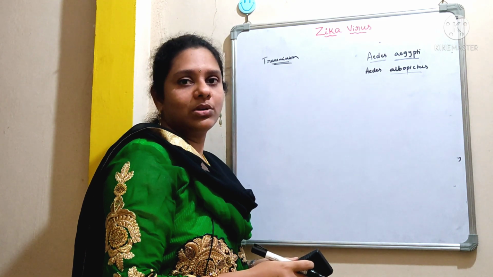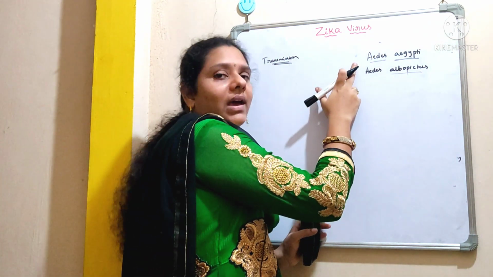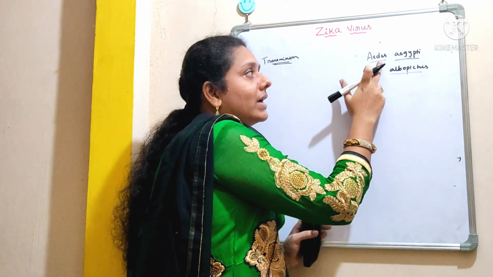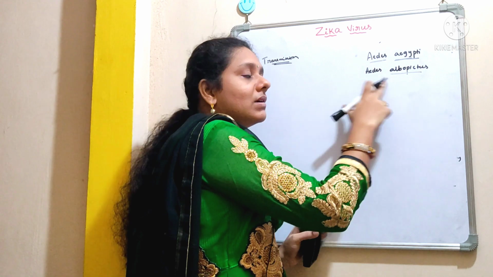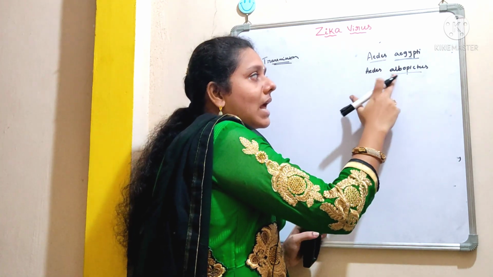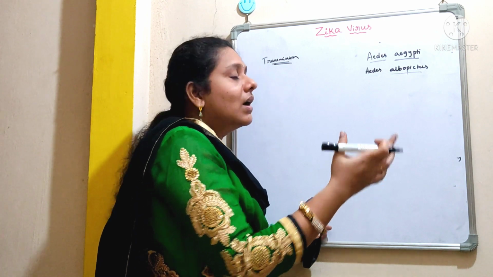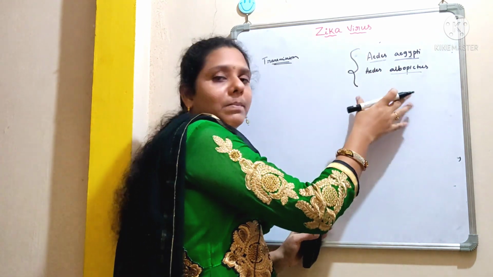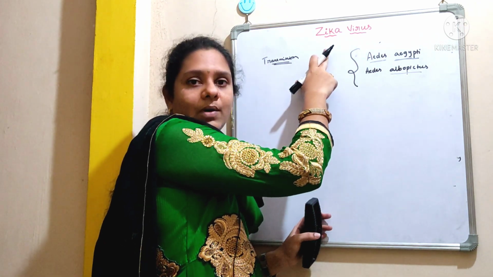Coming to the transmission of Zika virus, this Zika virus is transmitted by an infected mosquito called Aedes aegypti. And this virus is also transmitted by another mosquito species called Aedes albopictus, which we generally call the Asian tiger, right? So these two are the mosquitoes which are mainly responsible for transmitting this Zika virus.